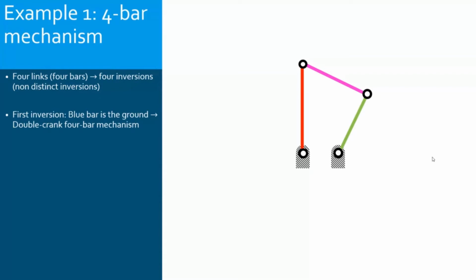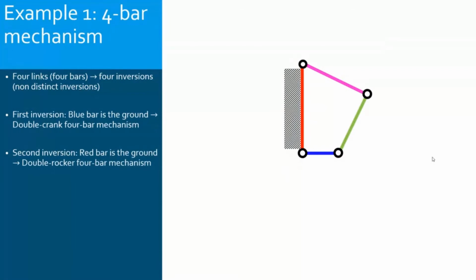So from now on, a 4-bar mechanism will be represented as this one. Here, 3 bars, and the 4th bar is the ground, and it's fixed. Now, this is the first inversion.